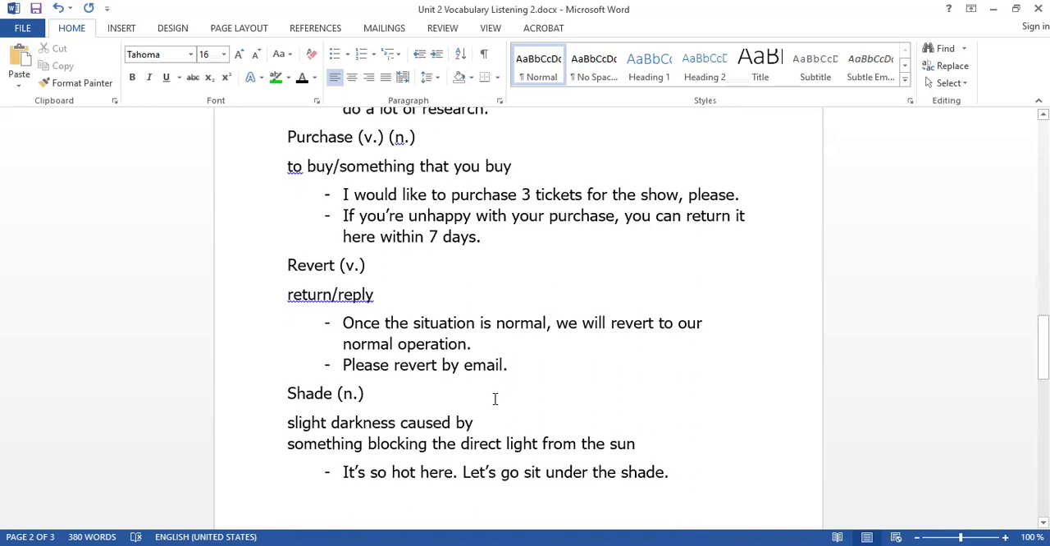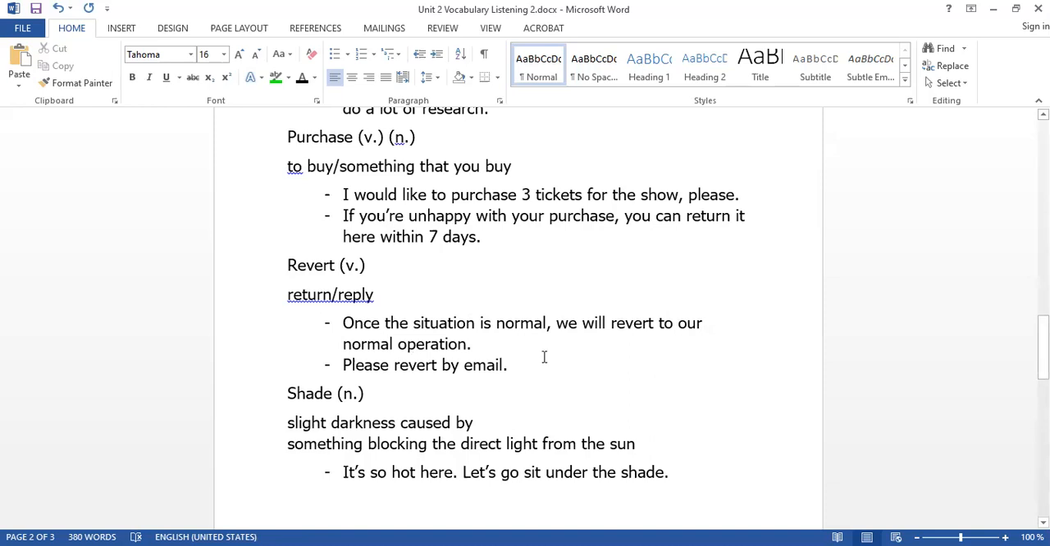For example, right now, a lot of people are working from home. They cannot go to the office anymore. Like most of the country. No, actually, most of the people in Bangkok, we actually work from home at the moment. Just like us, we're doing this online. So we can say once a situation is normal, we will revert to our normal operation.